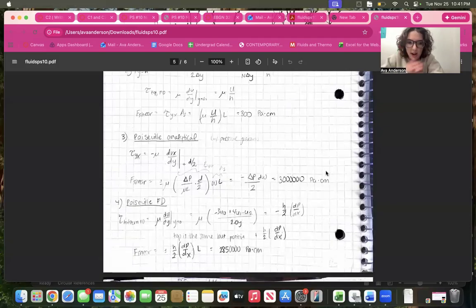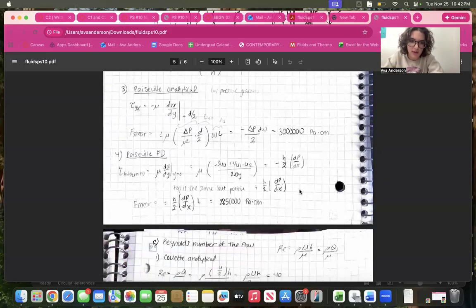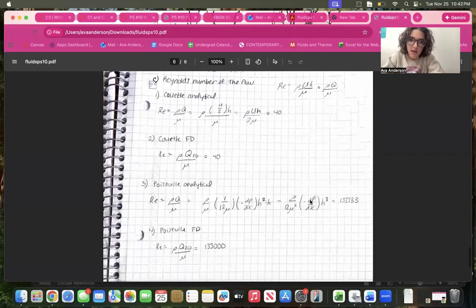And Poiseuille analytical, same concept. Your velocity is the same as that, but your cross-sectional area is WL. And so you get this number of pascals times centimeters, and for the finite differencing it's the same concept as the finite differencing for Couette. And you end up getting this number of pascals times centimeters.